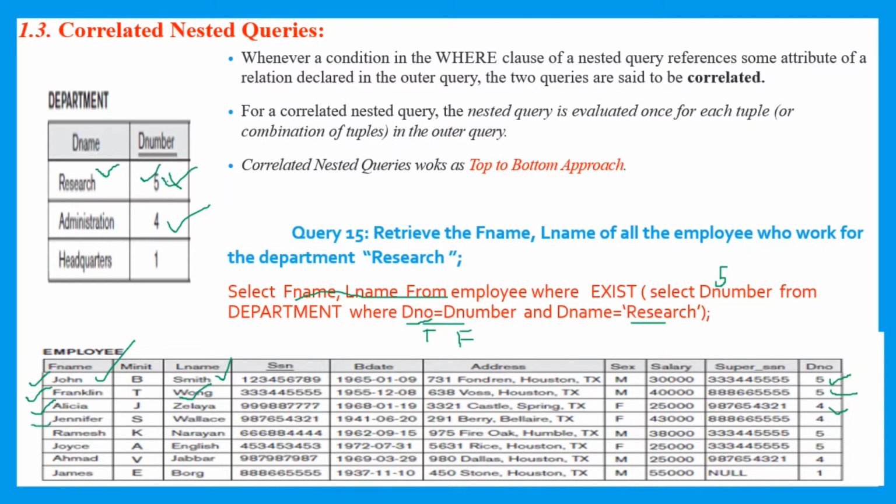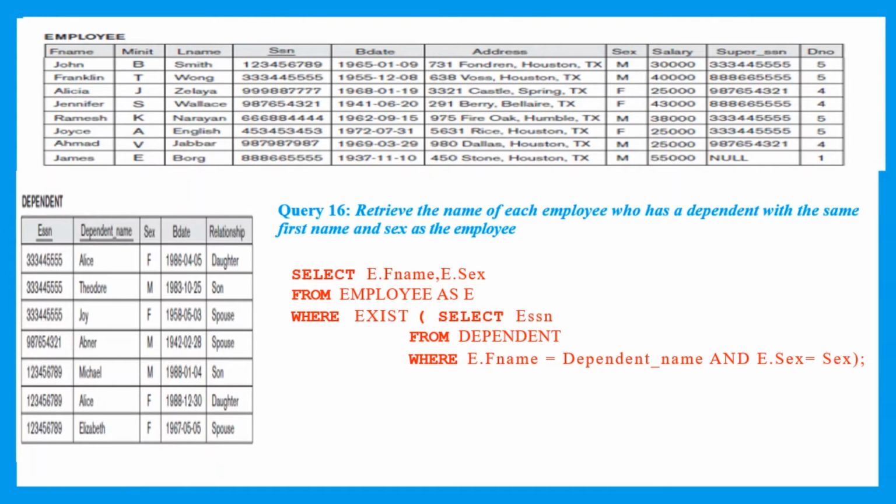Next, the same process will be repeated. At the end, I will get the result: John, Franklin, Ramesh, and Joyce are the result of this query, who are working for the Research department. This is another example of a correlated nested query.